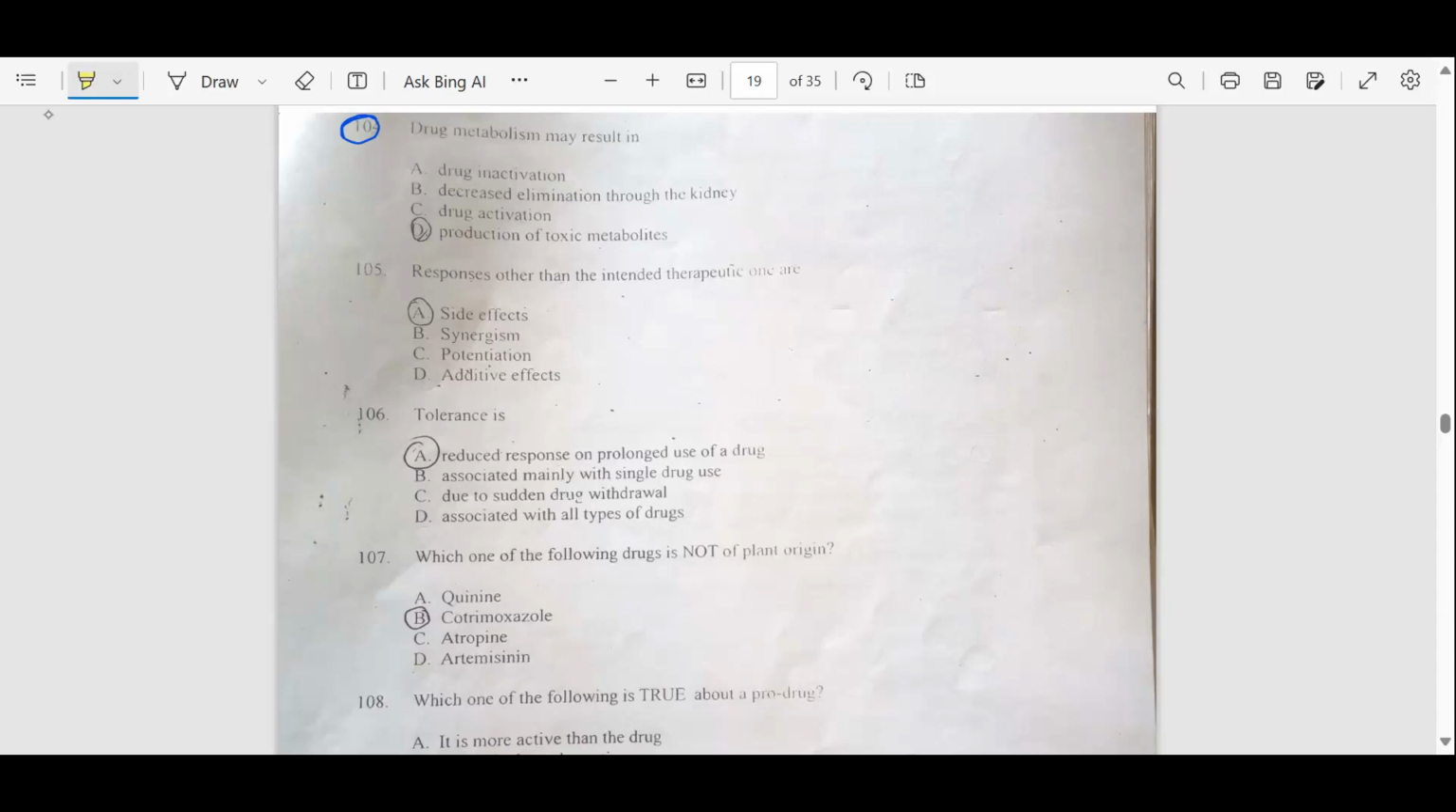But a drug will not get inactivated unless you decrease its elimination through the kidney. That's also an answer. Decreased elimination through the kidney.